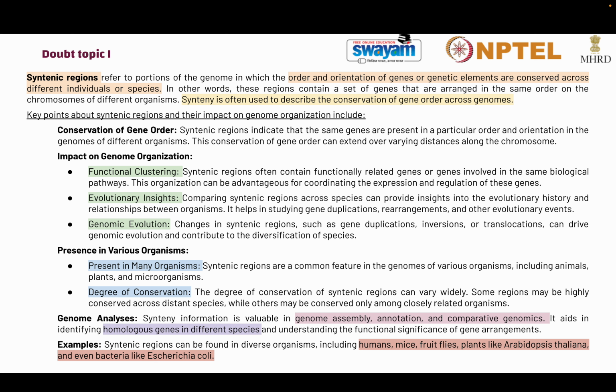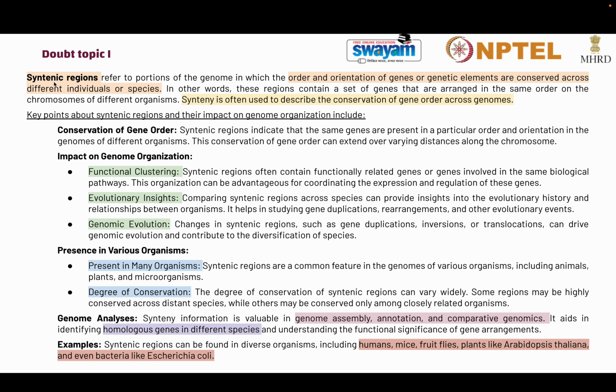So in that case, if you compare human and zebrafish, then also you can identify the syntenic regions. So in this way, the definition of syntenic regions, or the genes which are occurring in the syntenic pair, can vary if you select different individuals for the comparison. Whereas there is a broader term as well.